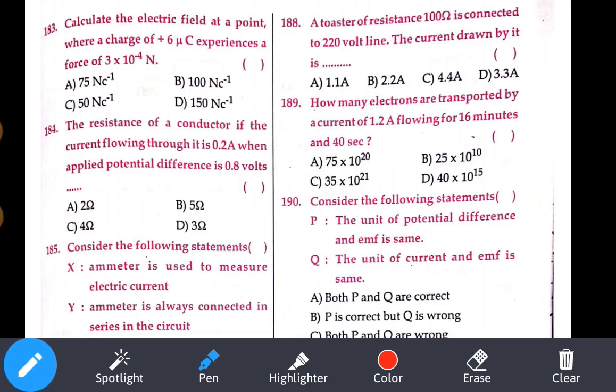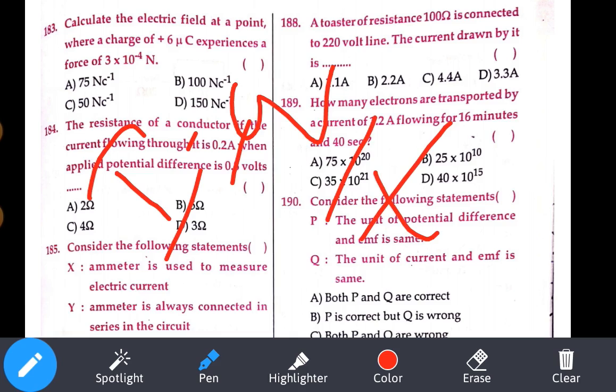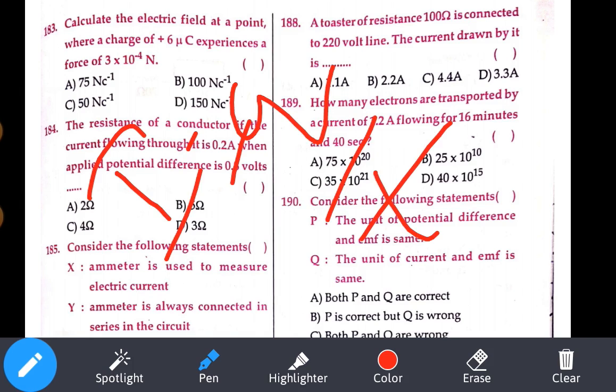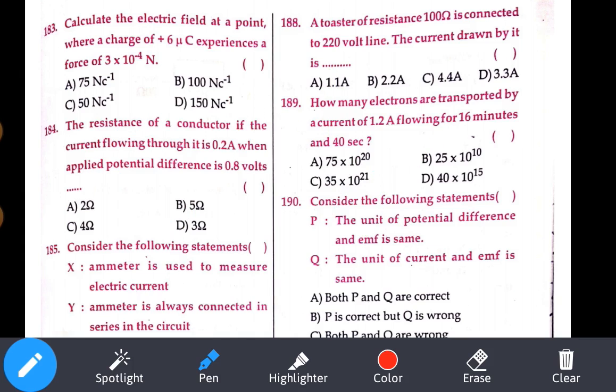How many electrons are transported by a current of 1.2 amps flowing for 16 minutes 40 seconds? Current is equal to Q by T, which is nothing but nQ by T. Now what current value have they given? 1.2. Now you are asking for the number of electrons.